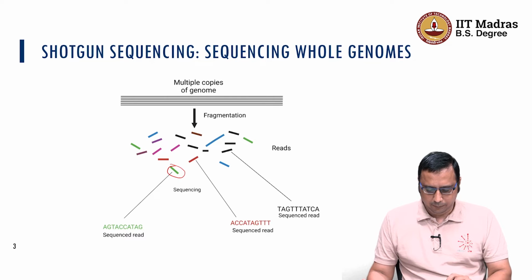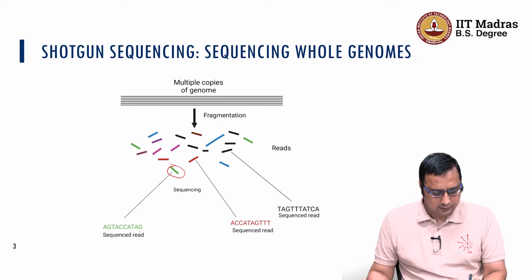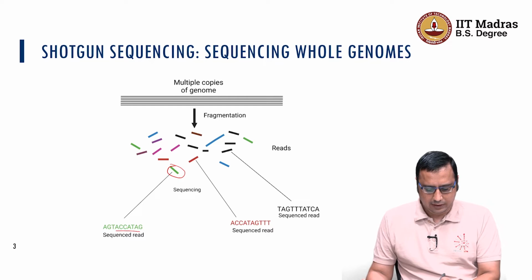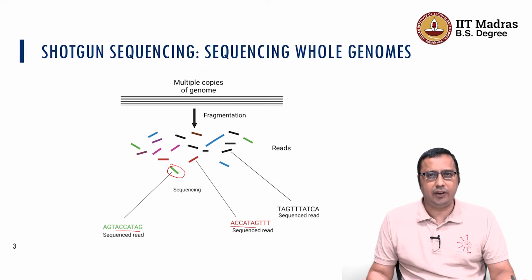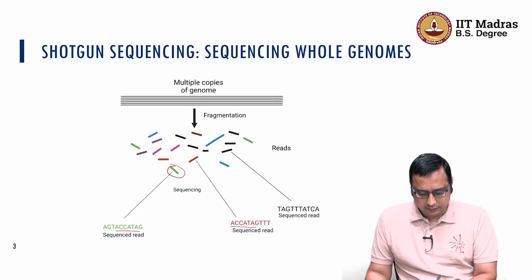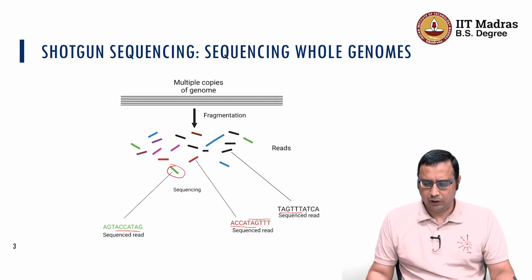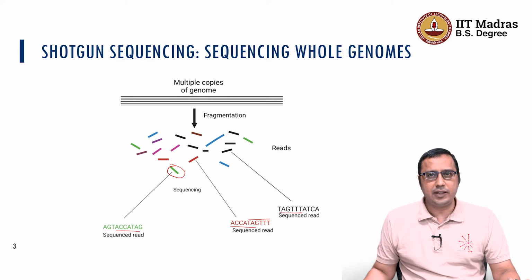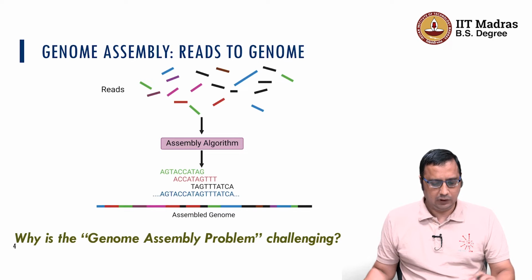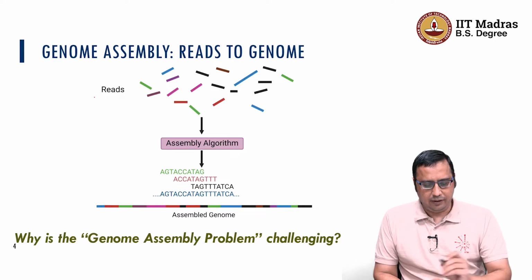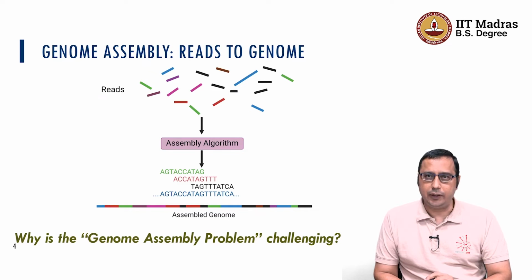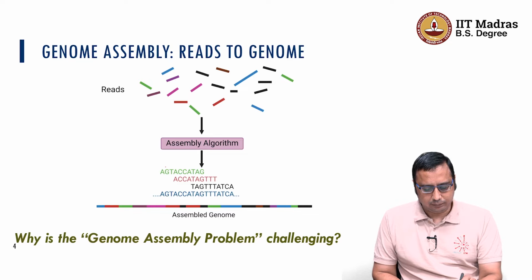But if you look very carefully, there is a certain part of this sequence read that is overlapping with another sequence read. And similarly, this part of this sequence read overlaps with some part of this read. So what we have is overlapping sequence reads. Can we utilize this information? The whole idea is to take the sequence reads and use assembly algorithms to create an assembled genome using this set of reads available to us.